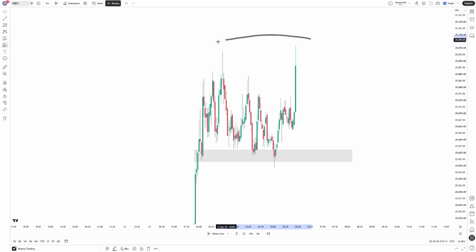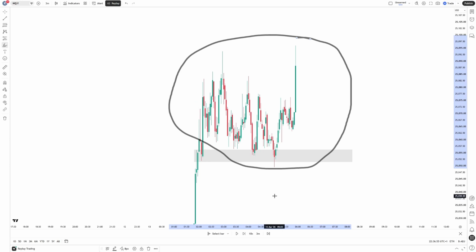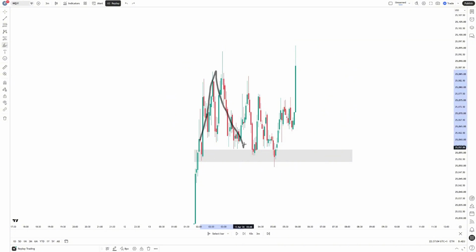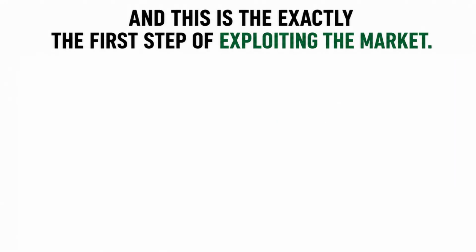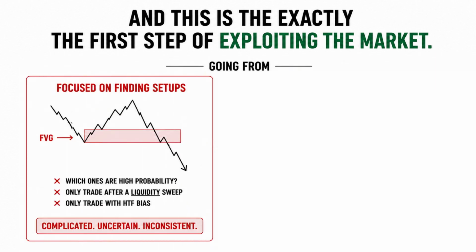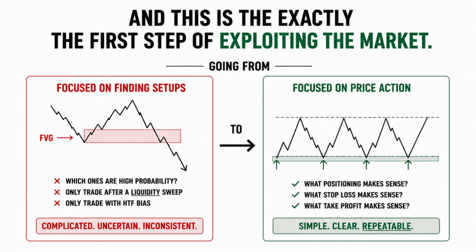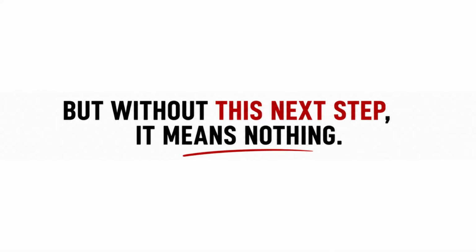The same thing happens in consolidation. Price respects support. Traders think that the support caused the move higher, but price was already consolidating. It was already exhibiting a tendency to rotate. And this is exactly the first step of exploiting the market. You're going from how do I trade the pattern to how do I position myself in a way that exploits this price action. But without this next step, it means nothing.